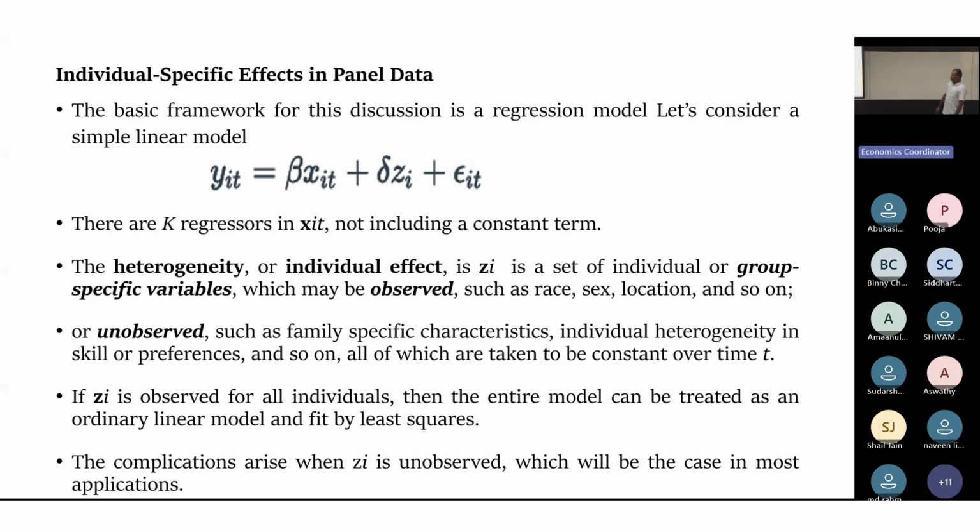What I'm saying is, if the Zi, that is this coefficient, is unobserved, then you have a problem. You can't run a simple linear OLS model. In most of the cases, it's unobserved only.